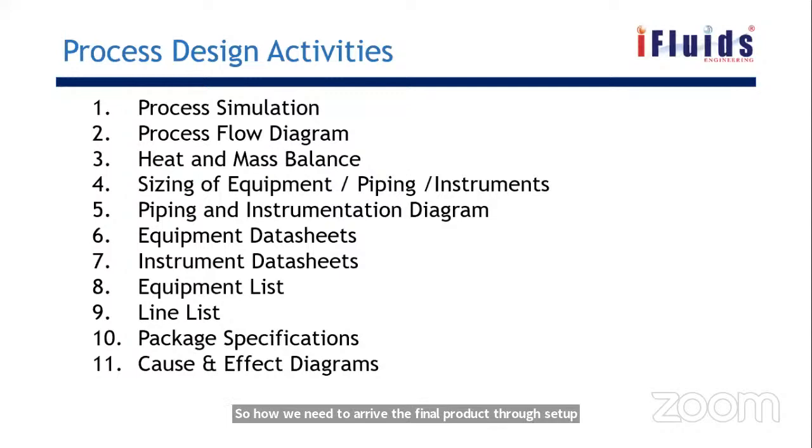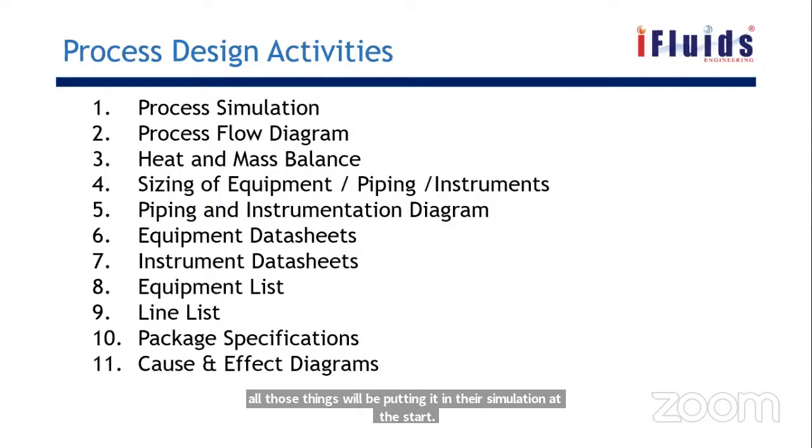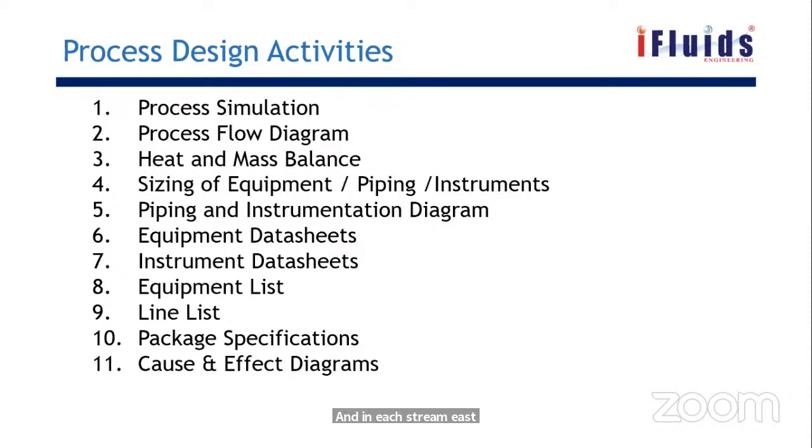So we will put in all the equipment and we'll know the capacity. Like, I need to produce 10,000 tons of urea per day. So for 10,000 tons of urea per day, what is my required air quantity? What is my required naphtha quantity? All those things we'll be putting in the simulation at the start. And in each stream, meaning in each equipment inlet and outlet, we will be getting the required quantity.